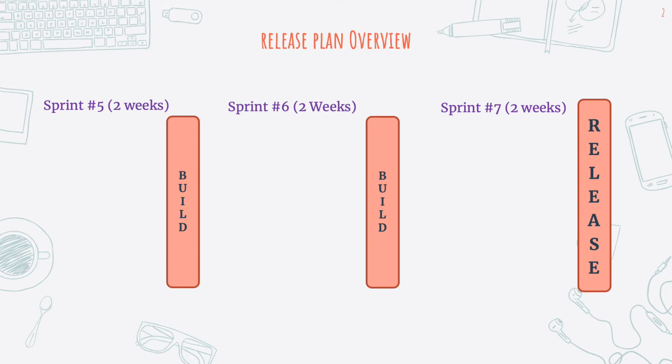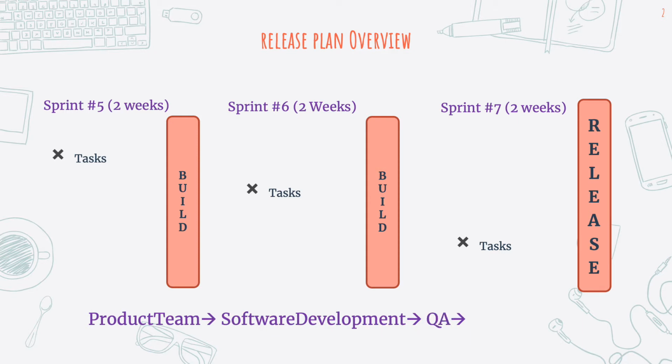We'll be working towards organization of tasks across multiple sprints, the flow of tasks from product team to quality assurance team as they get completed by one and handed over to the next.